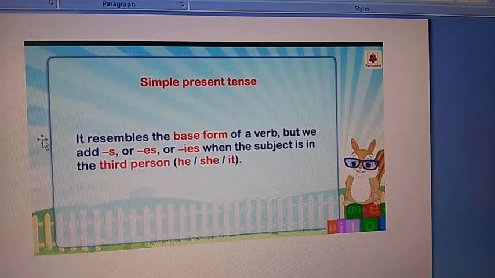Simple present tense. It resembles the base form of a verb, but we add s or es or ies when the subject is in the third person. You have studied first person, second person and third person. I repeat again. It resembles the base form of a verb, but we add s or es or ies when the subject is in the third person. We can see in the bracket he, she or it.